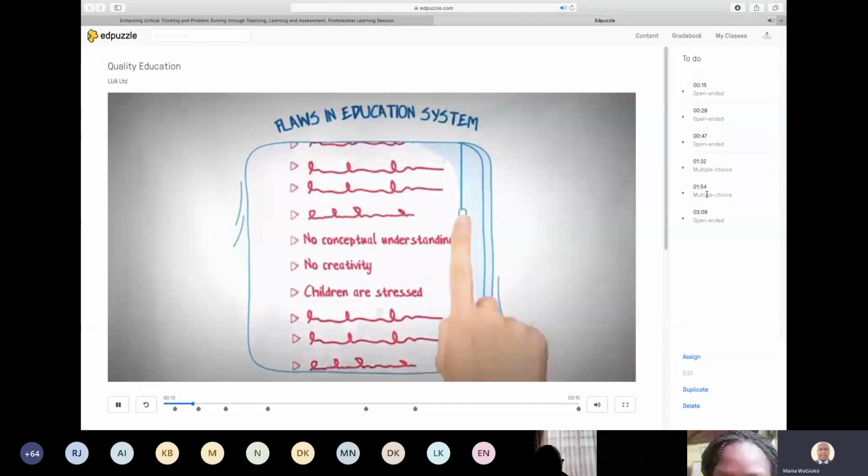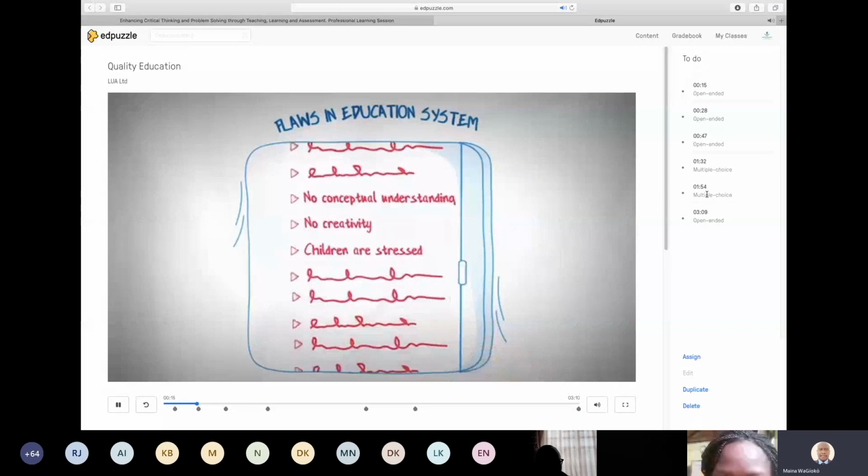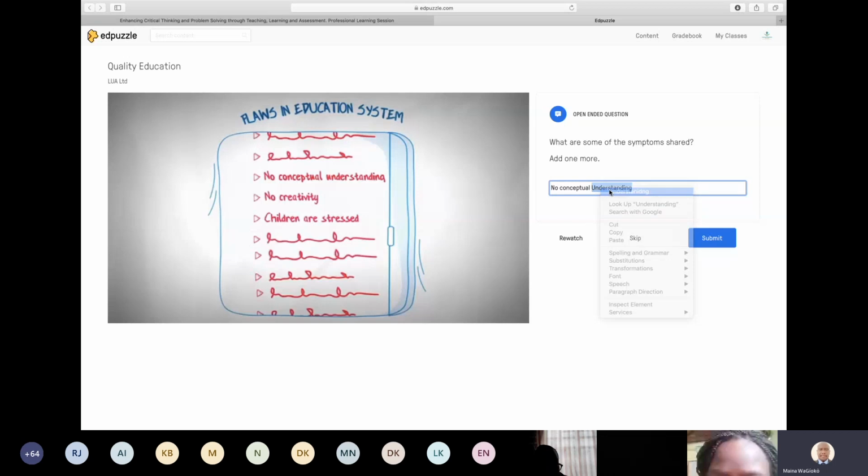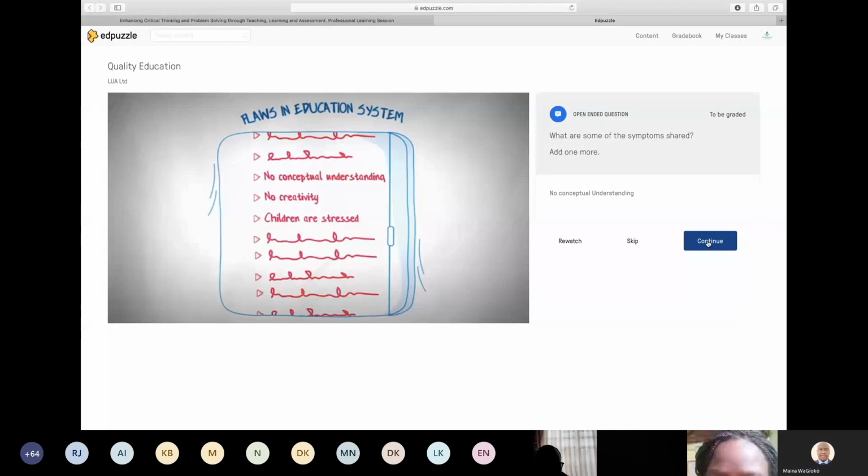All these are symptoms, but what is the root cause to all this? So it asks you a question, what are some of the symptoms you see? So you'll go there and type, no conceptual understanding. So you'll type answers there, and then you submit. Then it will proceed.